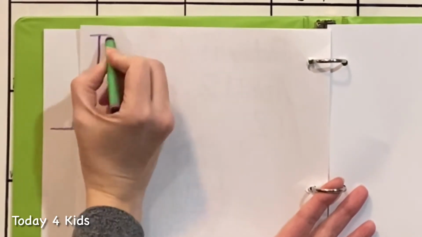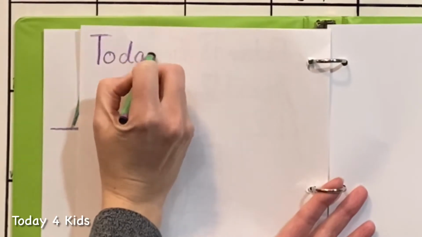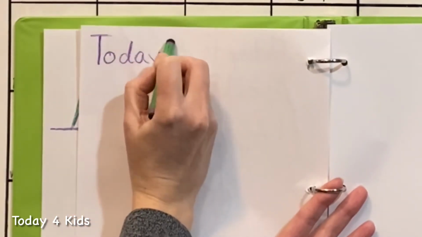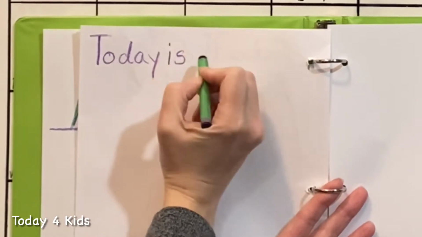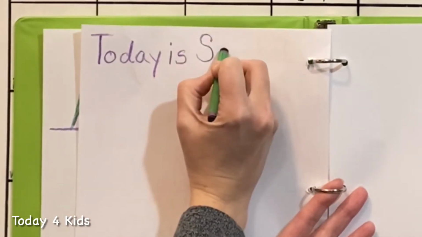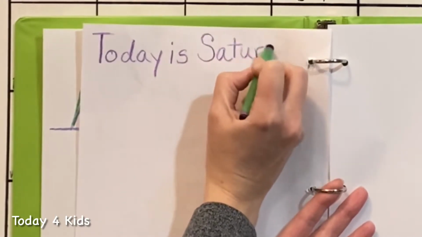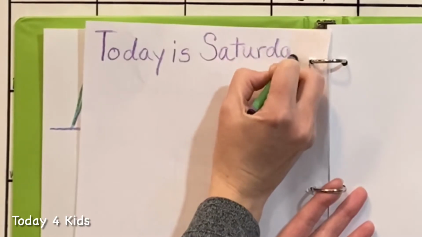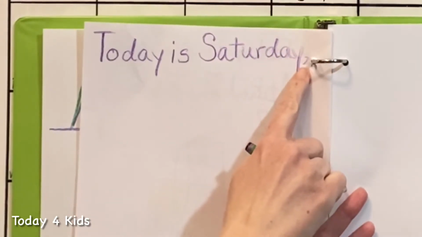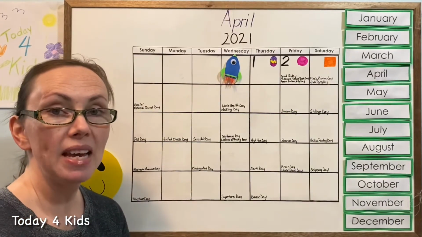So T-O-D-A-Y. And the next word will be is, I-S. And next we'll put in the name of the day, and it's Saturday. So capital S because Saturday is the name of our day. A-T-U-R-D-A-Y. And then a comma. And that comma reminds us to pause before we say our next word. And the next word is going to be our month.